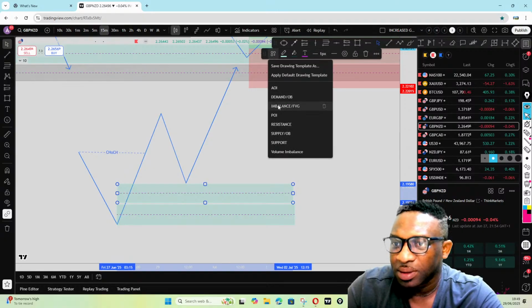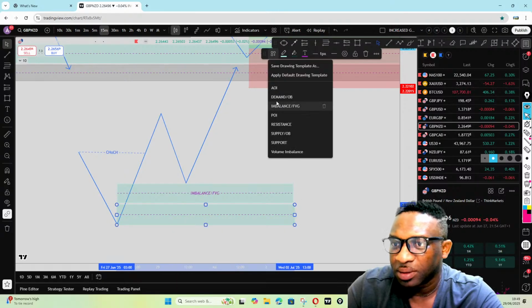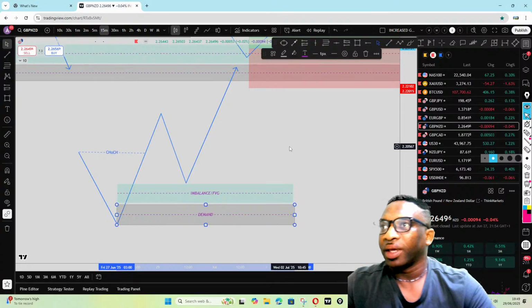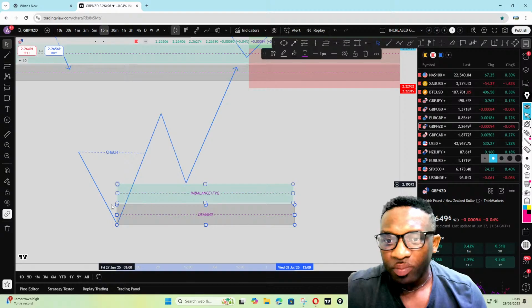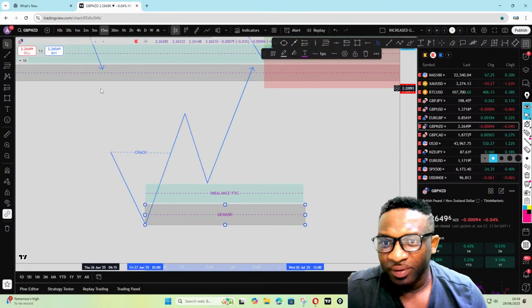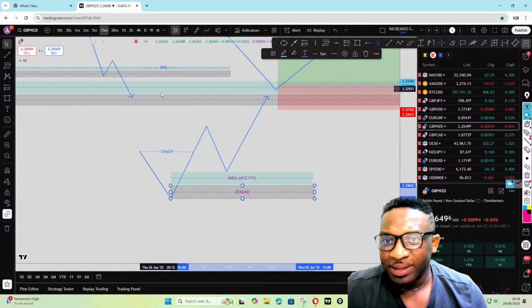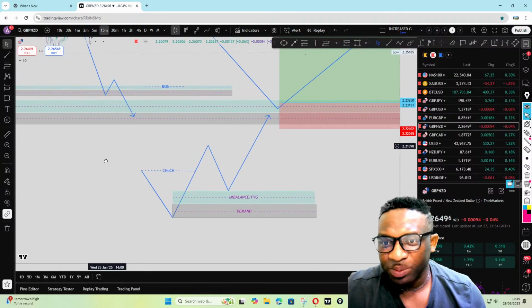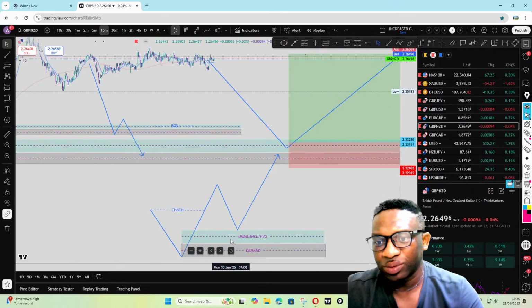This is imbalance, that is demand. Okay, so I hope this is clear. So this is the confirmation entry. Once we have this kind of scenario, in any of these multiple areas, you can get into the trade.